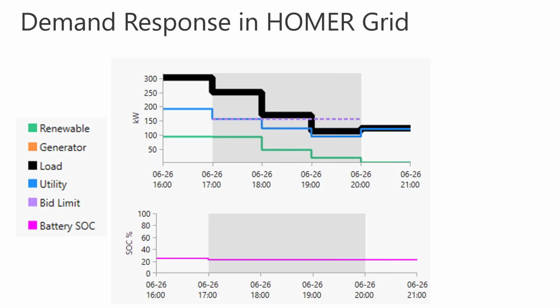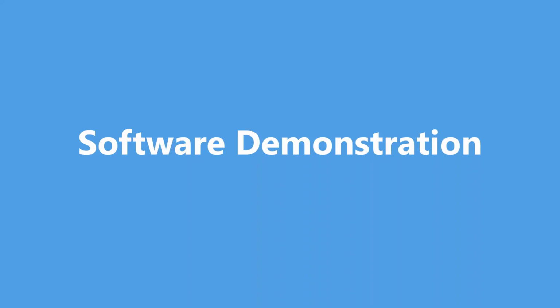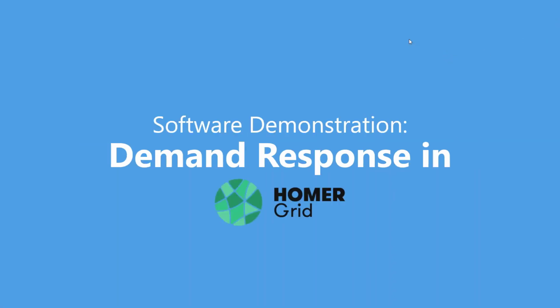If you say you're going to reduce by 100 kilowatts from the baseline, in this picture the load during this demand response event is at 250 kilowatts, and we're reducing by 100 kilowatts. You can see the purple bid limit is where we're going to reduce to. During the demand response event, the load is served by a combination of the utility and the renewable generation sources, and the battery is discharging, but just a little bit. With that, I will turn over the mic to RB, who will give us a more complete demonstration of the feature in HOMER Grid. Thank you, Steffi.